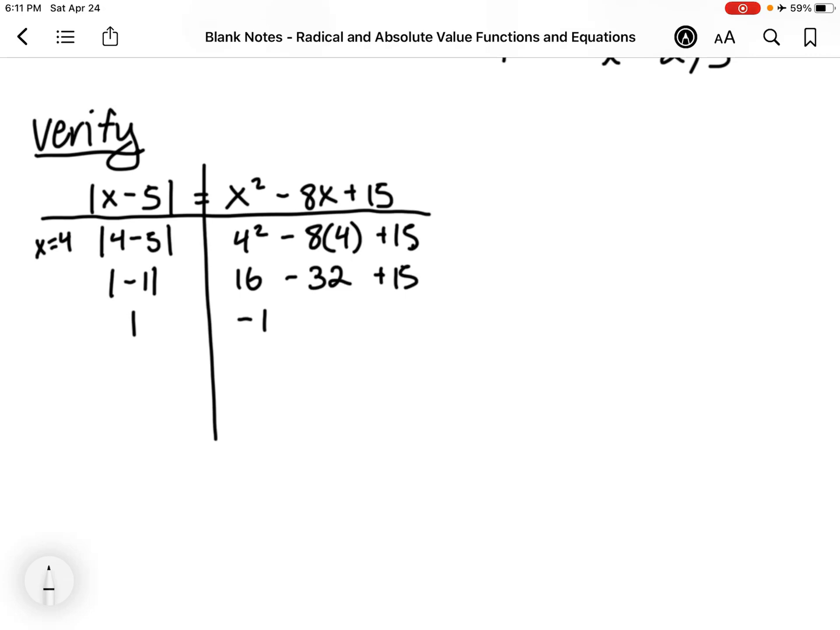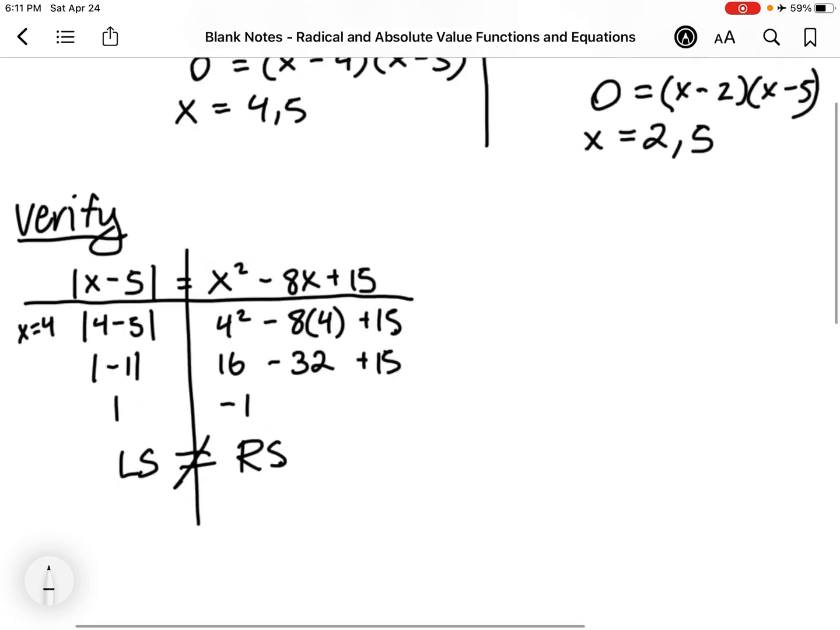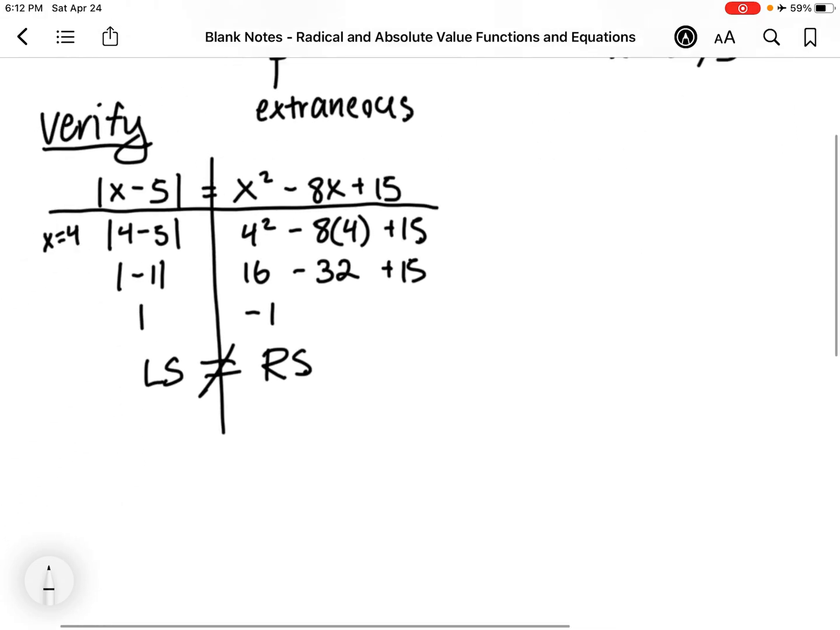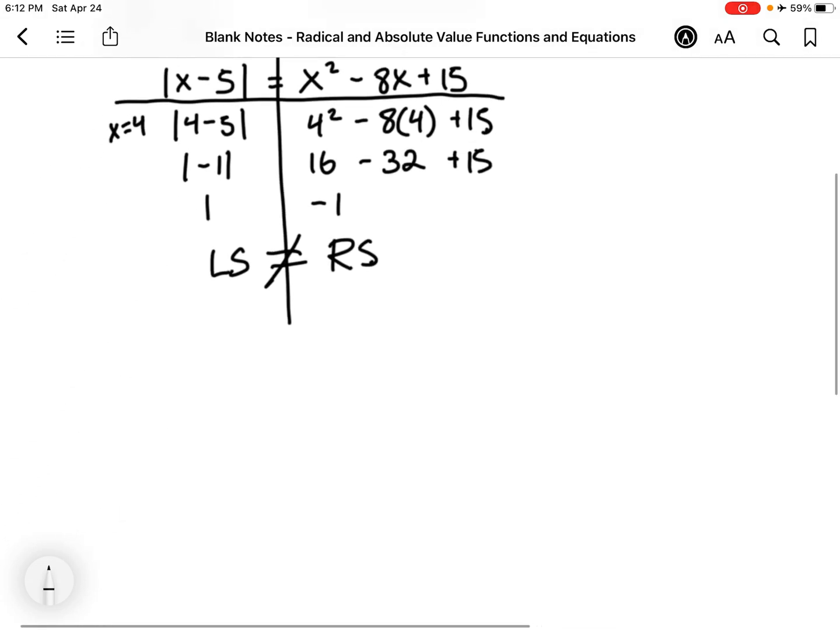So in this case, we have an extraneous solution because the left side does not equal the right side. Okay, so this guy is extraneous. And so we have to cross it out. Okay, all right, let's try another one.